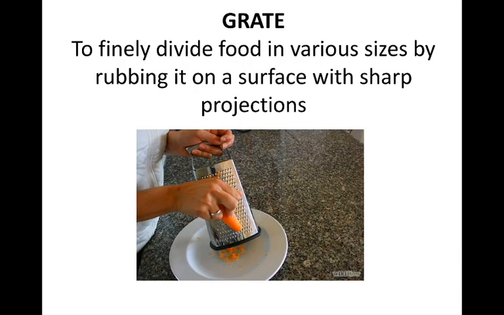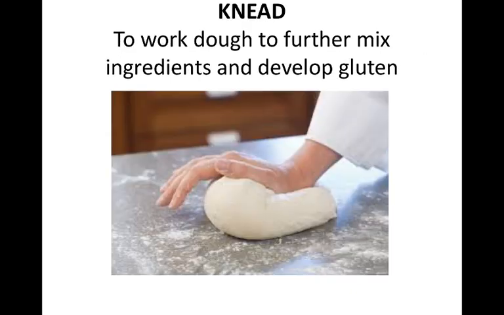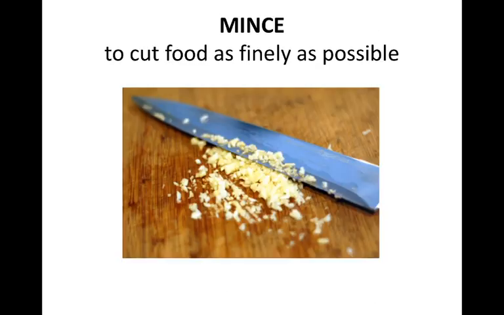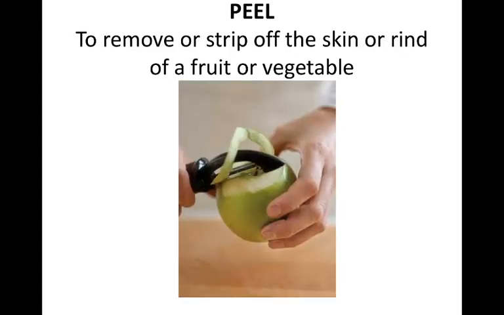Grate. This is finely dividing your food in various sizes by rubbing it on a surface with sharp projections. Grated cheese, for example. Knead. This is working your dough to further mix ingredients and to develop some gluten, which binds that dough together. Mince. This is cutting your food as finely as possible. You want it in really, really tiny pieces like minced garlic. But again, you want uniform sized pieces.